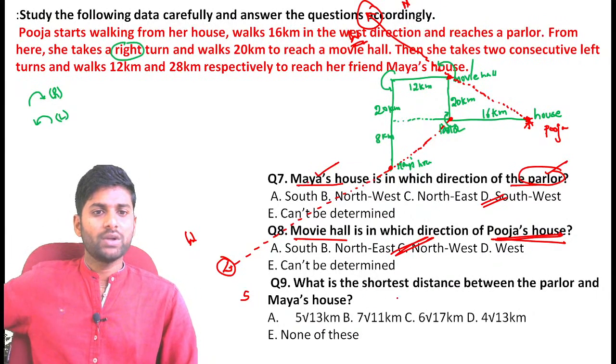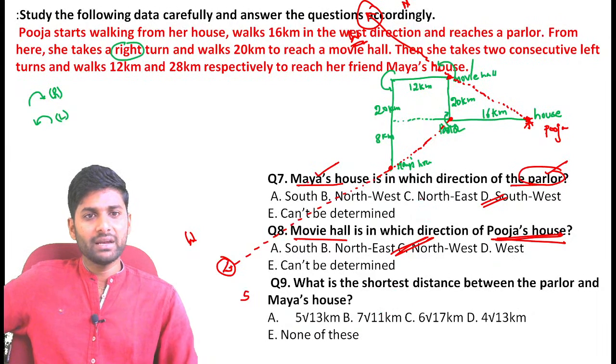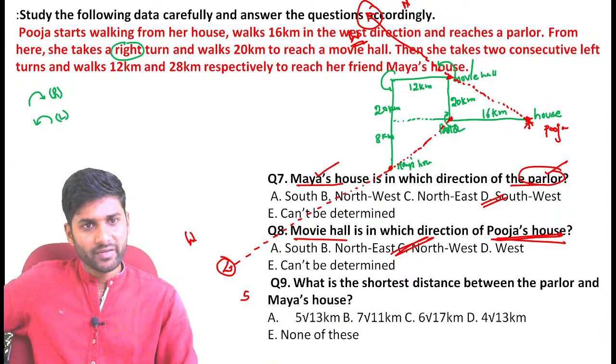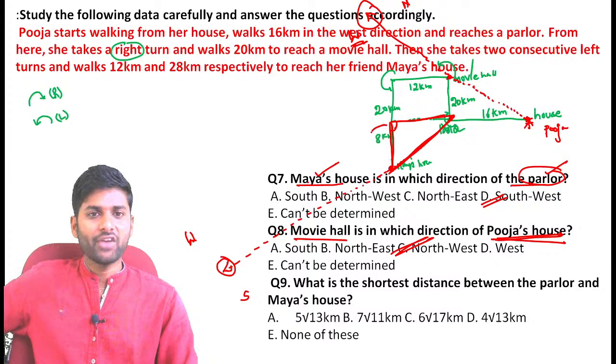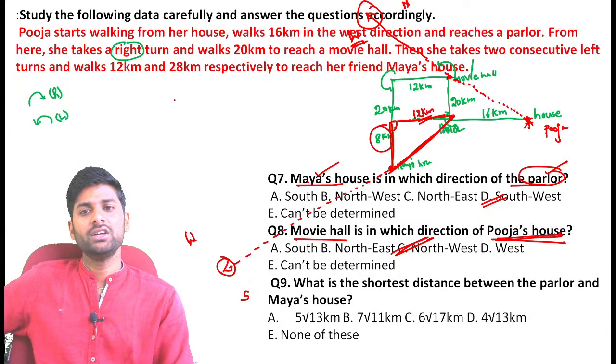Next, the third one. What is the shortest distance between the parlor and Maya? The shortest distance between the parlor and Maya is this, guys. According to the Pythagoras rule, make a right angle triangle here, and this is the 90 degrees. This is the shortest distance between the parlor and this point. We already know that this is 8 kilometers, and the upper and lower lines are exactly equal, so this is 12 kilometers.